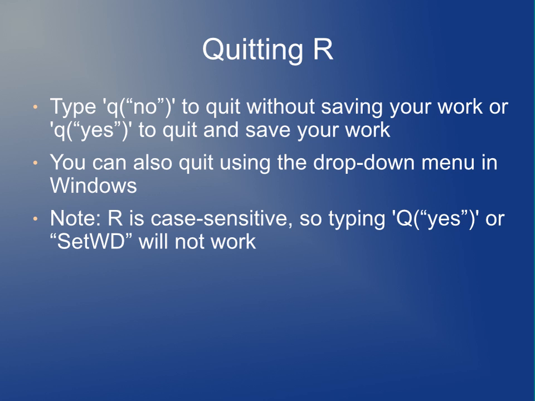And so if you want to quit R, the command is q, and then in parentheses and then in quotation marks "no" if you don't want to save your work. If you do want to save your work, then you say "yes" in quotation marks. If you're using Windows or Mac, you can also quit using a drop-down menu. Just go File, Quit, and it'll ask you whether or not you want to save your work.